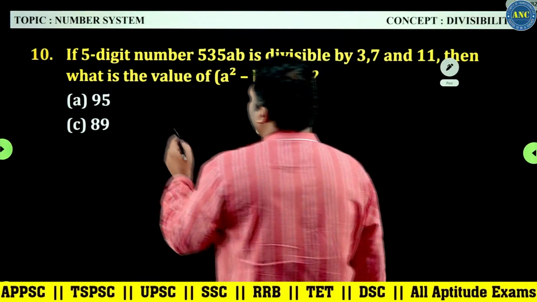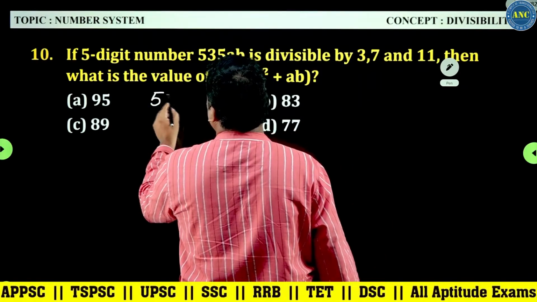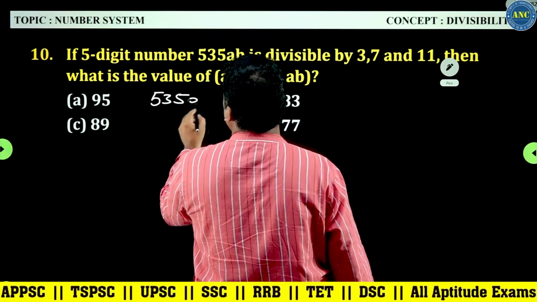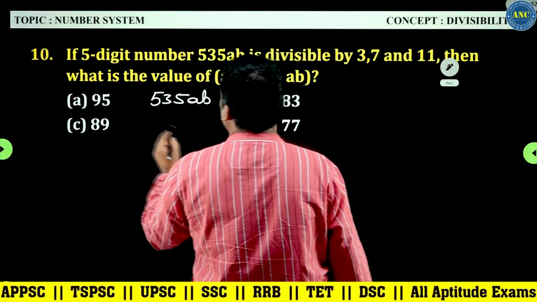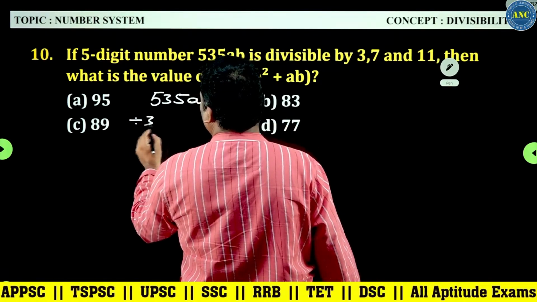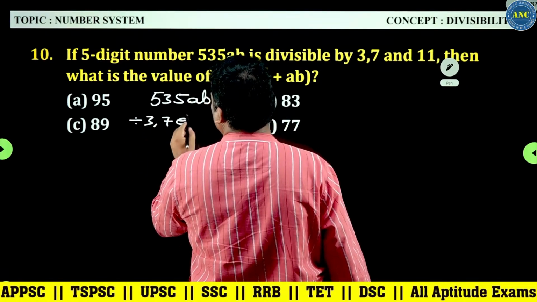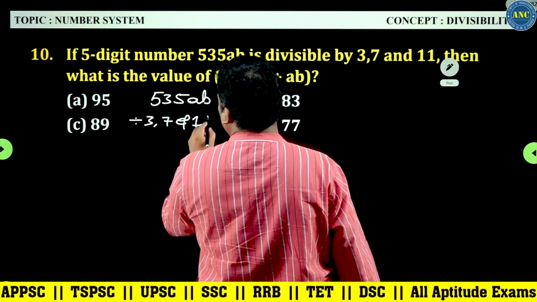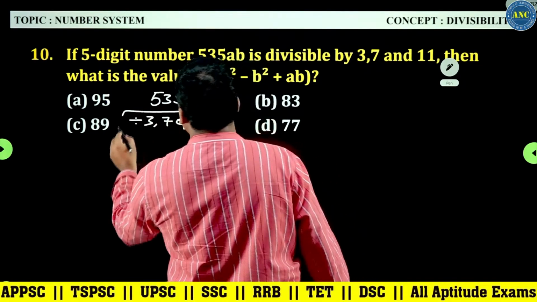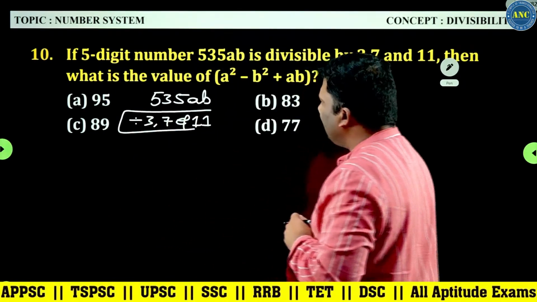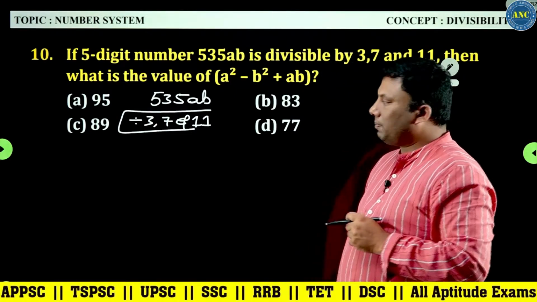Next one. A 5-digit number is there, which is 535AB. This number is divisible by 3, 7 and 11. What is the value of a square minus b square plus ab?